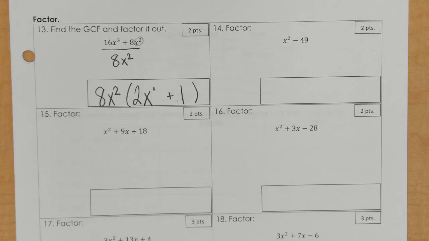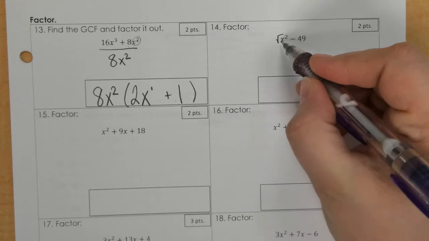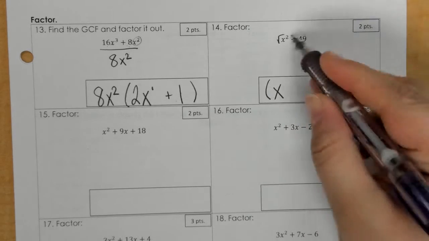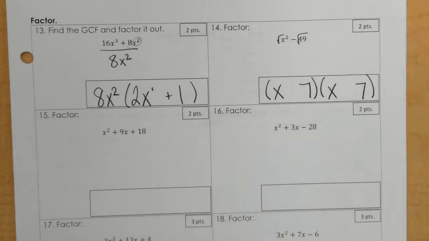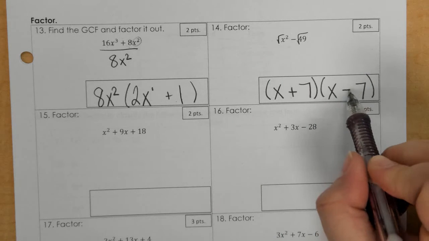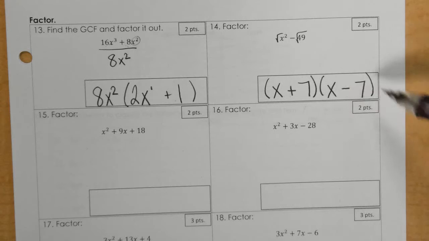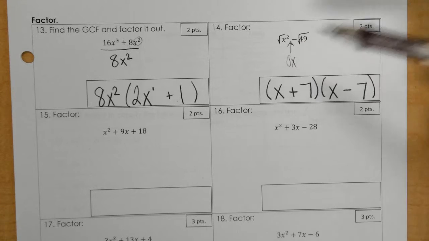In number 14, this is the very special one where you're doing the square roots. Alright, so we do the square root of x squared, and that gives us x, because x times x is x squared. Then I do the square root of 49, which is 7. But I need to have a plus and a minus because a positive times a negative 7 is negative 49. And if I take 7 minus 7, I get the 0 that's supposed to be right there, 0x, that we can't see.